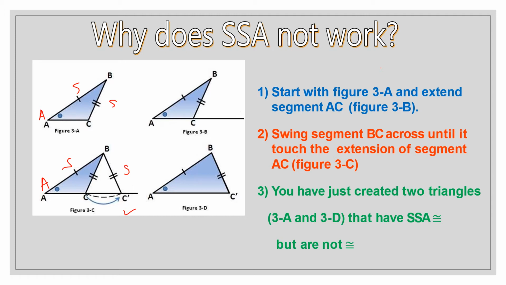So we have just created two triangles. Now compare the first triangle and the 3D. The triangle in figure 3A and the triangle in figure 3D have SSA congruency. Yes, they have SSA because we did not change the angle in all of the figures. The angle remains the same, that side remains the same, this side also remains the same. But can we say that these two triangles are congruent? No, we cannot say that these two triangles are congruent.